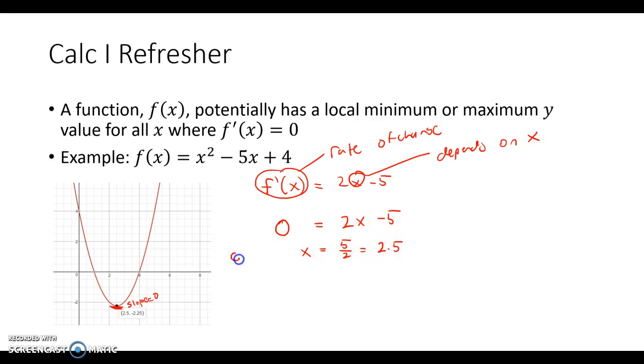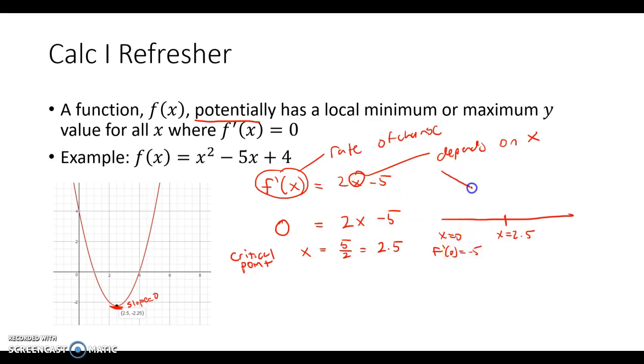That tells me that I have a critical point. We call this a critical point because it's only a candidate, a candidate for a local max or a local min. The next thing I would need to do is a first derivative test, where we ask what the slopes are surrounding x equals 2.5. For example, x equals 0 is over here, so I can check f prime of 0. The slope when x is equal to 0 is 2 times 0 minus 5, which is negative 5.